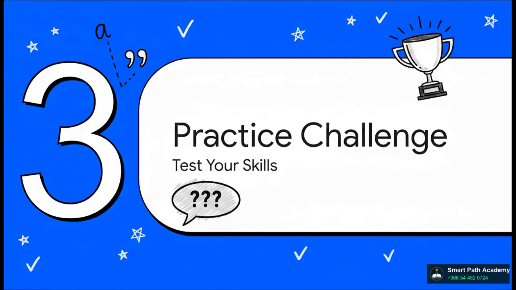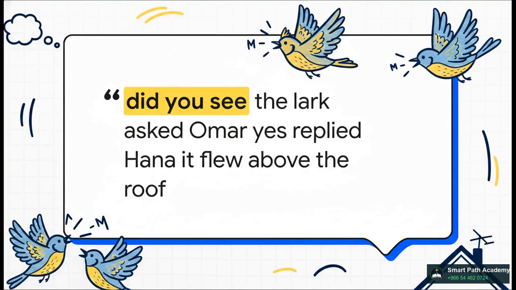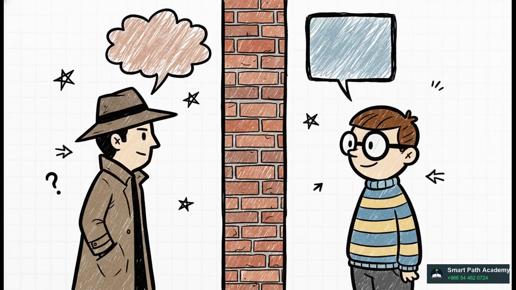Let's test those skills in Section 3, Checkpoint Practice Challenge. Now it is your turn to face a real puzzle. Listen to this dawn chorus of birds: did you see the lark asked Omar yes replied Hannah it flew above the roof. This right here is a classic Paper 1 challenge. We've got multiple people speaking in one continuous line. So where exactly do our speech mark clues belong in this traffic jam of words? Check this out. We carefully boxed in Omar's exact question and then Hannah's exact reply, keeping the question marks and commas safely tucked inside.